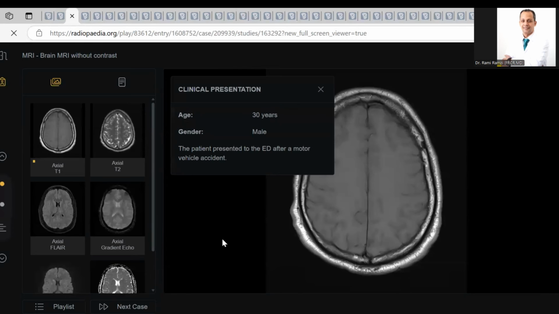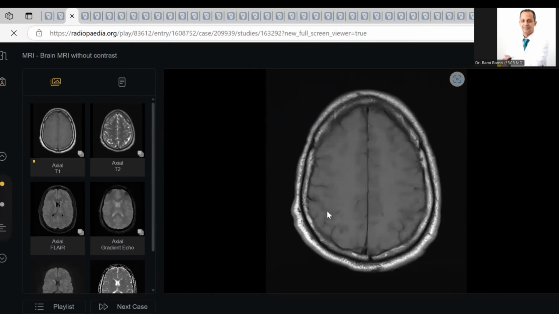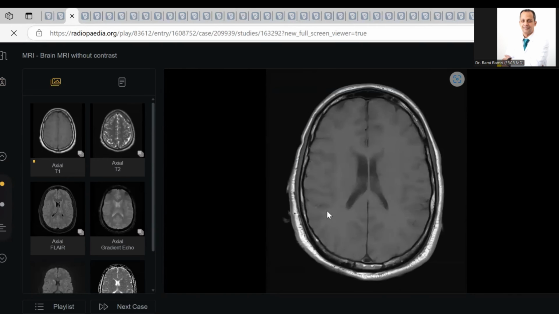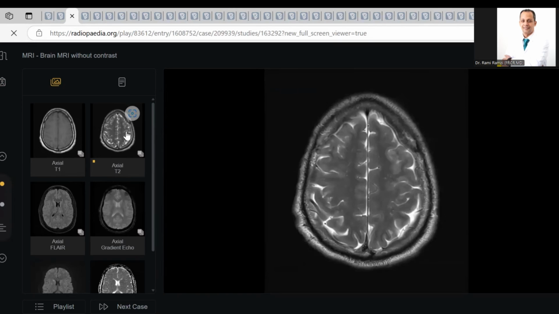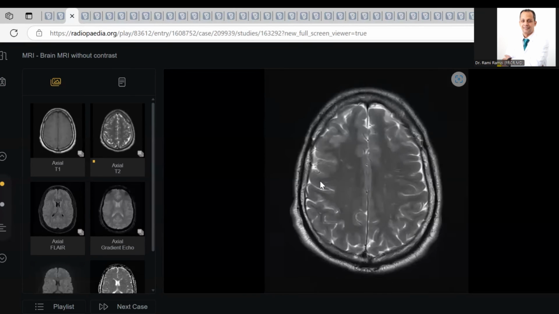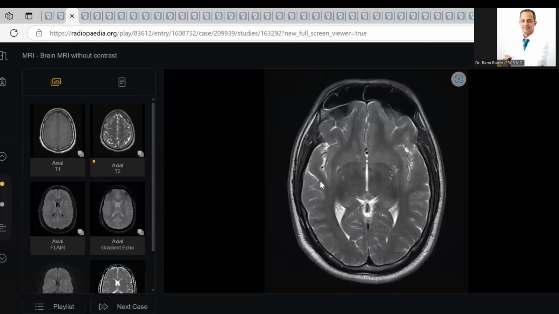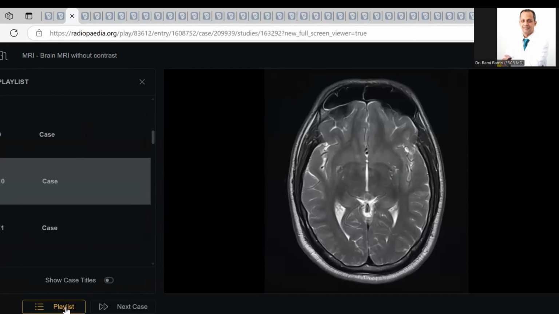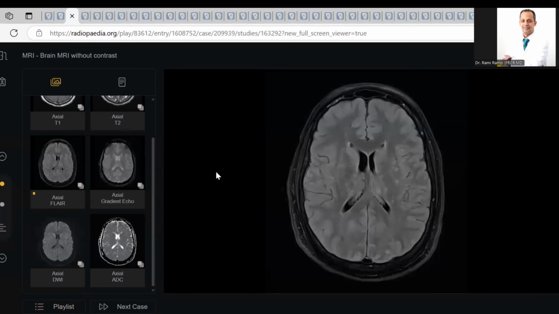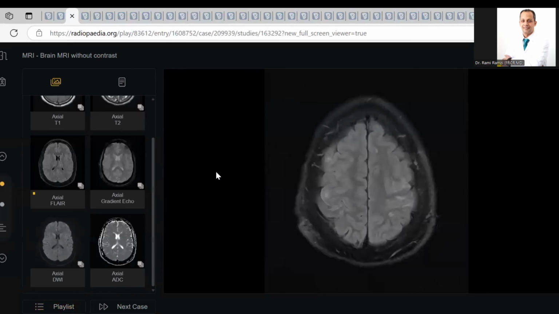A 30-year-old male patient presented to the ER after a motor vehicle accident. I'm presented with the MR brain of a 30-year-old male. This is the T1 image, pre-contrast, axial T2 weighted image. These are the FLAIR images.